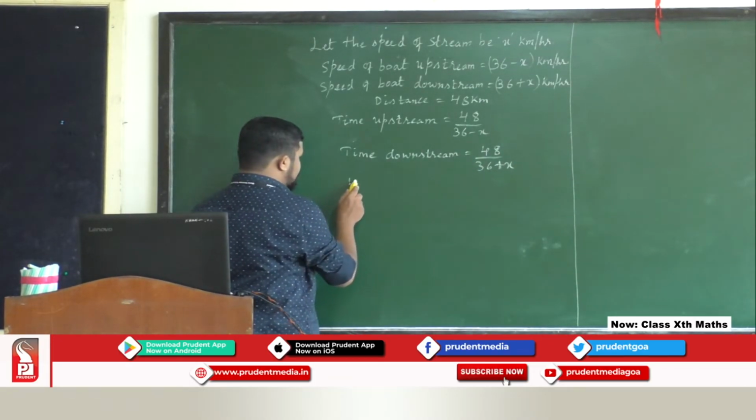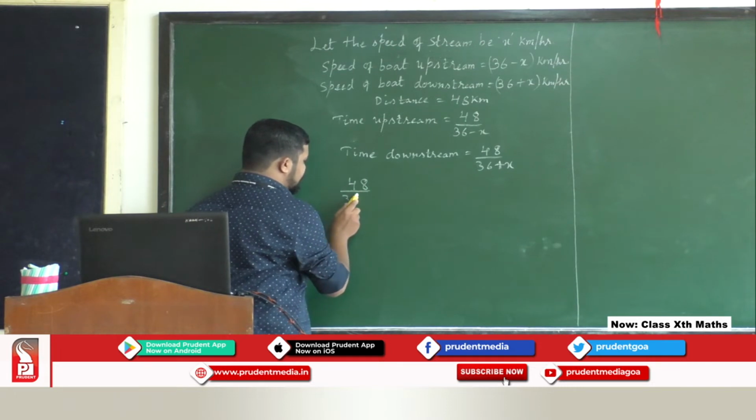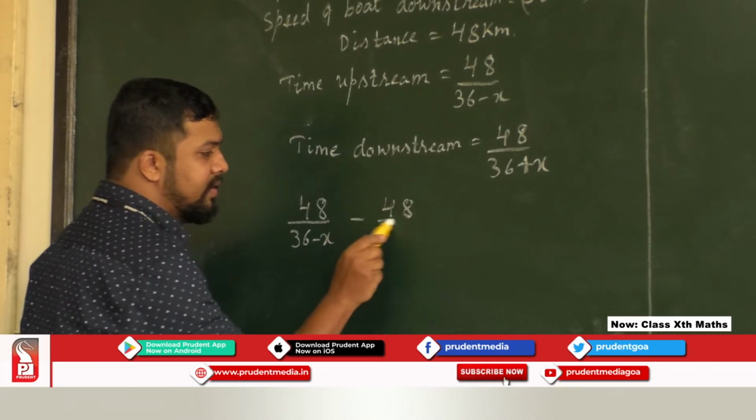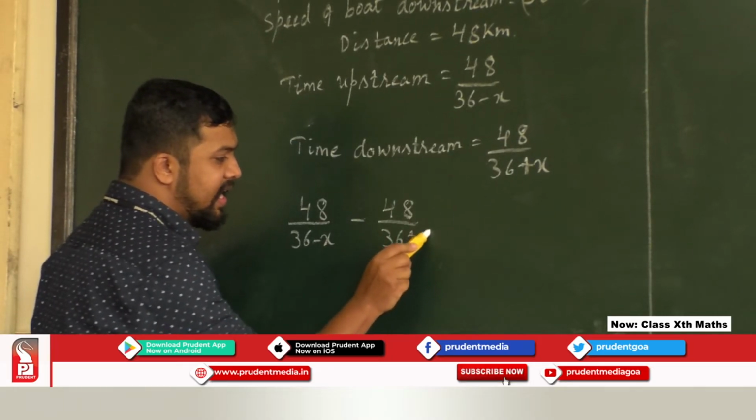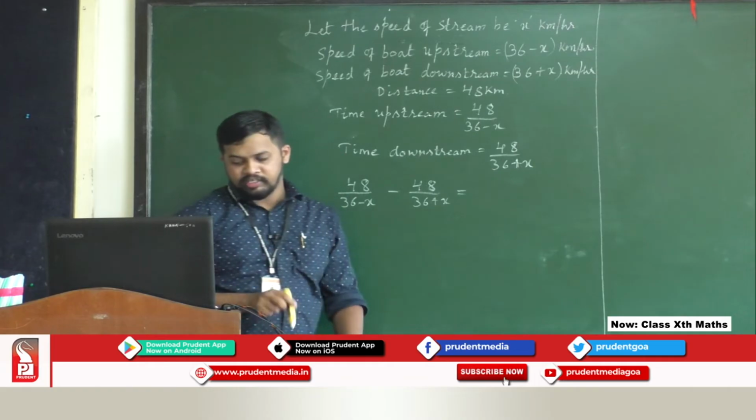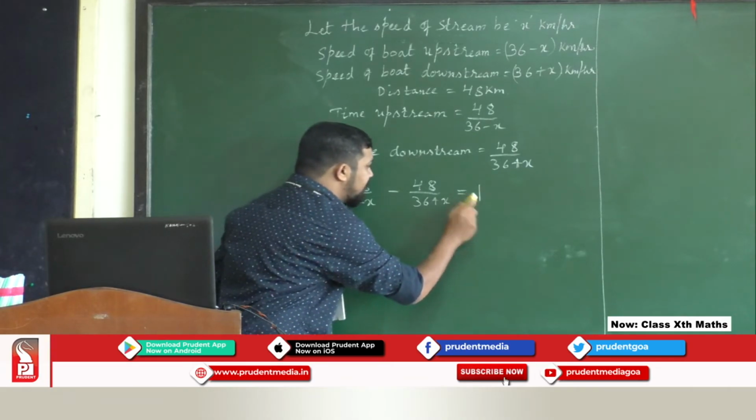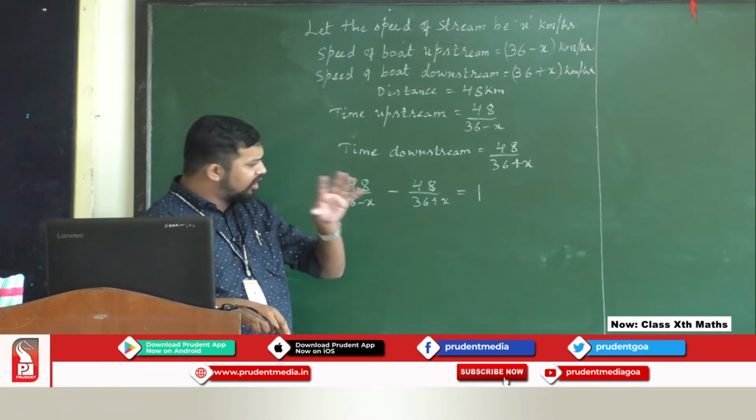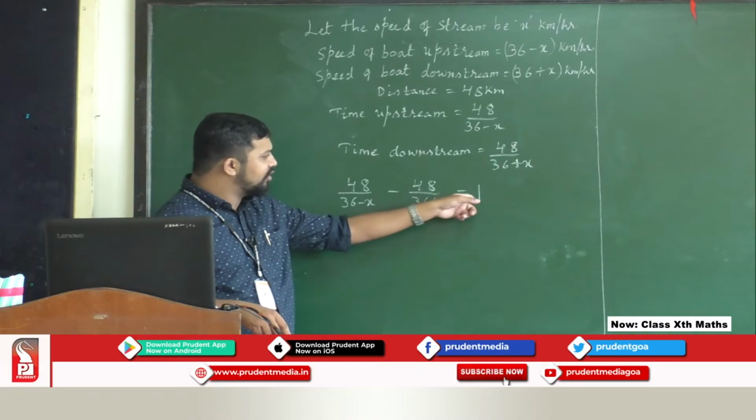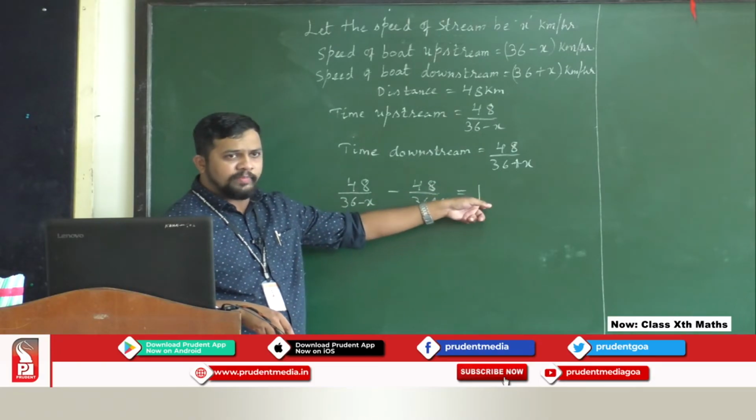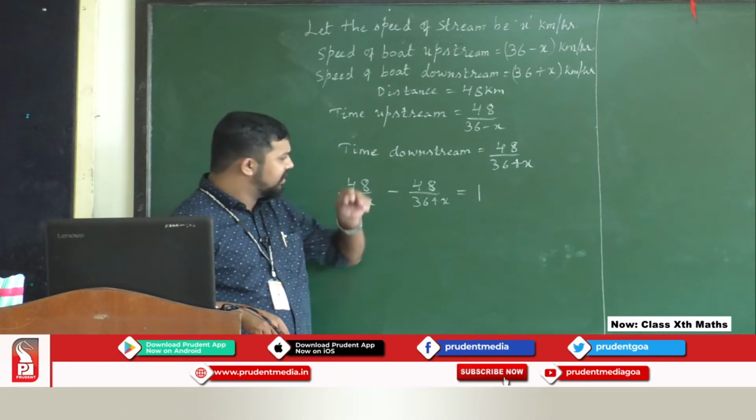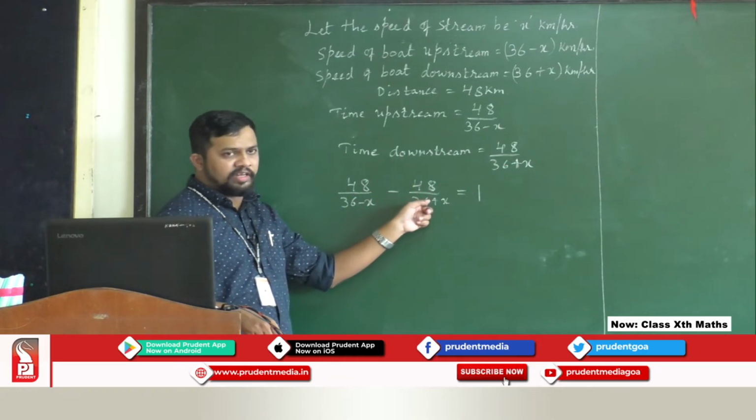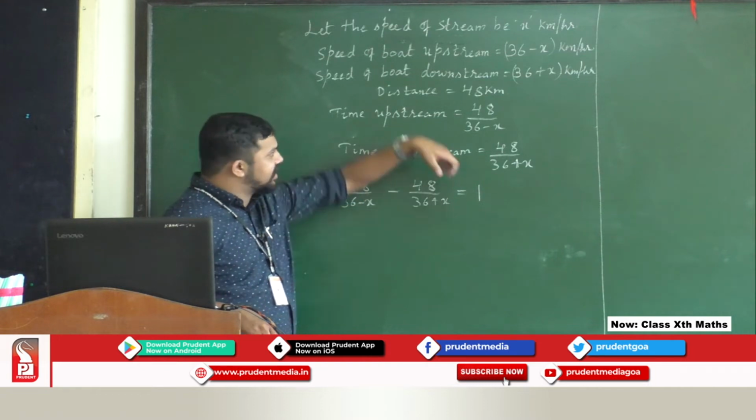So 48 by 36 minus x minus 48 by 36 plus x. By how much it is given to you? It is given to you, it is 1 hour. So 1 hour more. That more, less, you don't consider. You have to just consider this part only. Don't put more means plus or less means minus. Whatever is given, write that. This quantity is negative because speed increase means time has to decrease, so it will be less as compared to the earlier one.